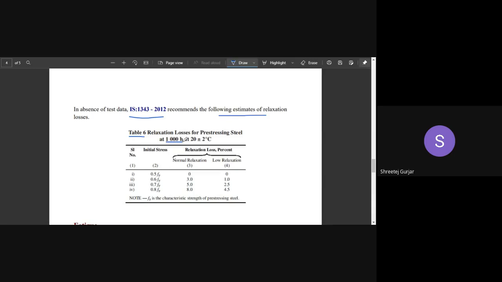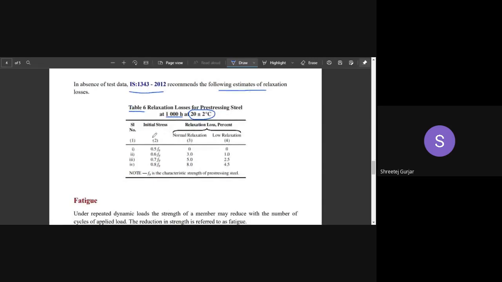At 1000 hours at 20 plus or minus 2 degrees Celsius. So this table can be applied whenever our pre-stressing steel is at this temperature, 20 plus or minus 2 degrees Celsius. The relaxation losses can be directly found out. You can see the first column is serial number, and the second column is initial stress, the amount of initial stress which we have applied.